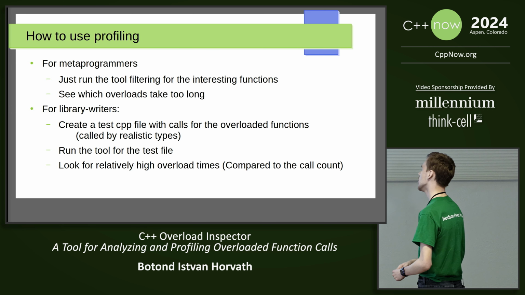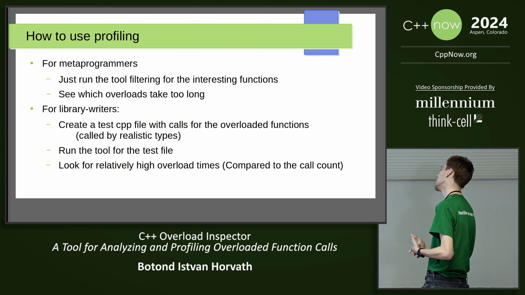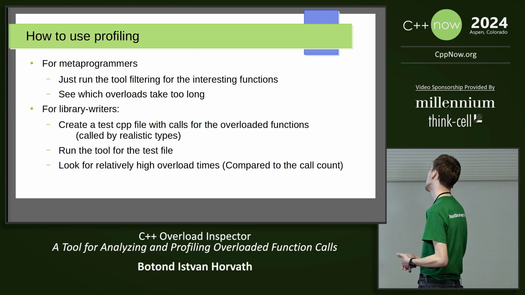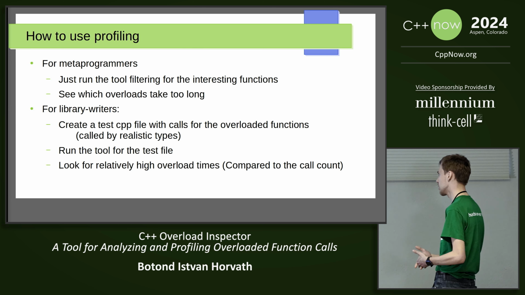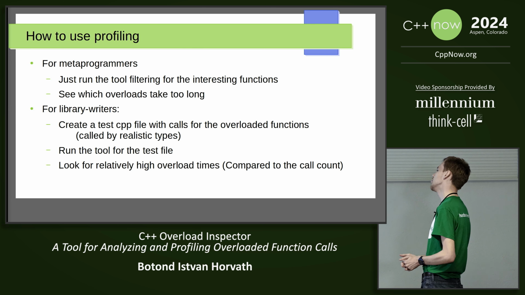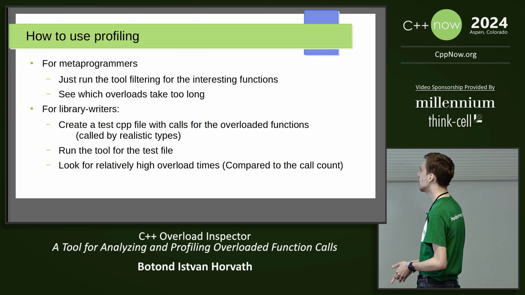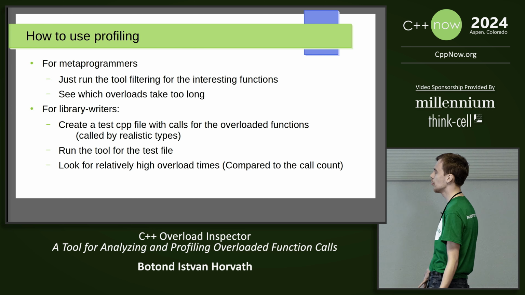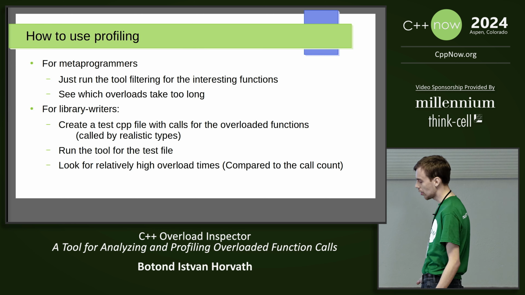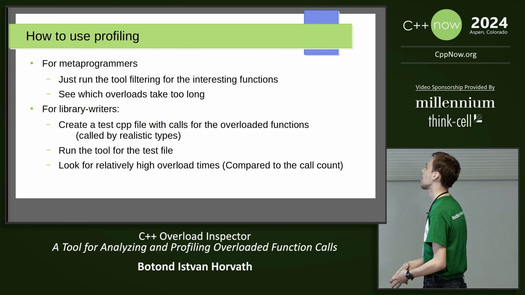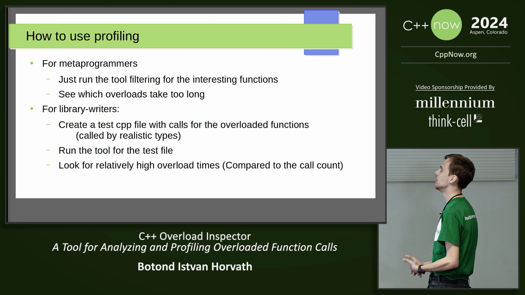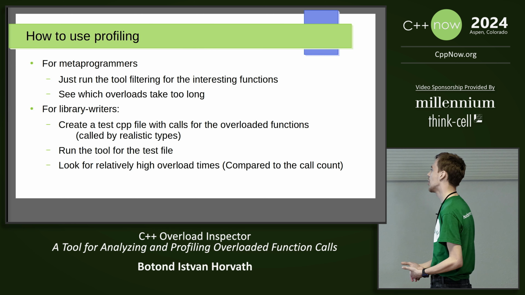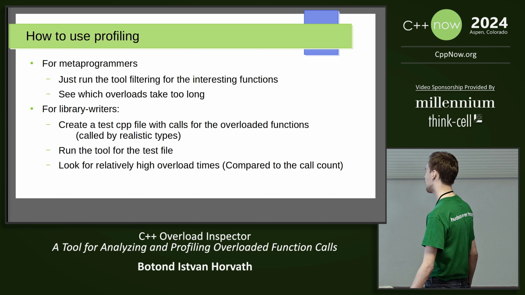If you want to profile your metaprogram, you simply have to run the tool, filter for the interesting functions and see which overloads take too long. For library writers, you also have to write a test file in which you call your functions with realistic input types. But the usage is basically the same.